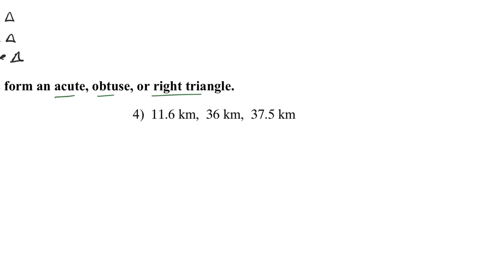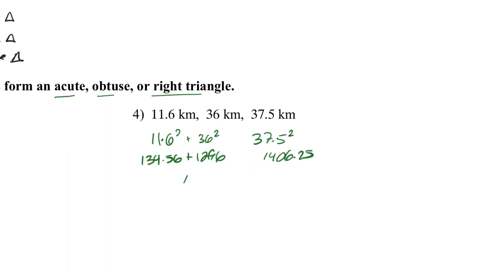Let's see the next one. So again, I'm going to take 11.6 squared plus 36 squared. And then remember that the one that goes by itself on the right side here is always the greater of the 3 numbers. So by going to a calculator, this is 134.56 plus 1296, and 37.5 squared is 1406.25. By adding this, it is 1430.56, and 1406.25. So that means that the addition of the legs is greater than. So this is an acute triangle.